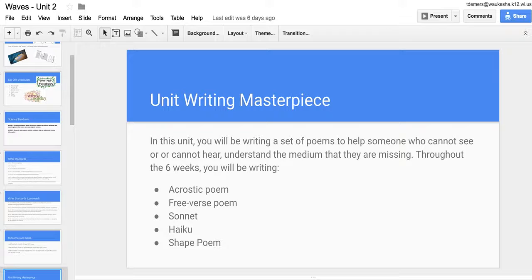Your writing masterpiece this week is going to be poetry, and you'll be creating 5 different types of poems and creating a short portfolio. And these are very reflective and descriptive. So as you write these poems, and I'll go through the directions each week, you are going to be using very descriptive writing where you're actually painting a picture for the reader.